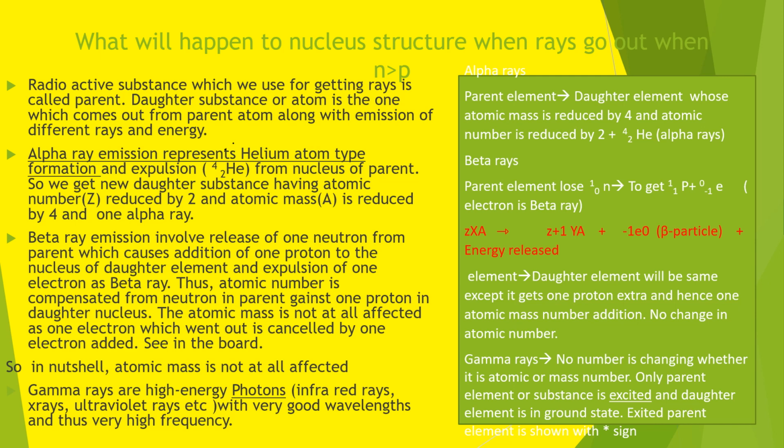In the case of beta rays, the parent element loses one neutron. For that, we get one proton plus and one electron minus in the daughter atom, and that electron is actually the beta ray. For gamma rays, no number is changing, whether atomic number or mass number. Only the parent element is excited and the daughter element is in the ground state. The excited parent element is shown with an asterisk sign.